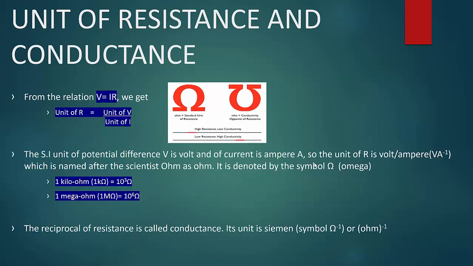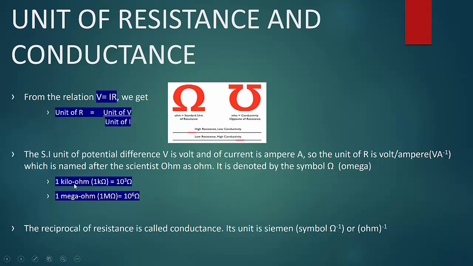Now what is the unit of resistance and conductance? From the relation V is equal to IR, or Ohm's law, we can derive the unit of R, which becomes V by I. V is measured in volts. The unit of I is ampere. So volt by ampere, which is named after the scientist Ohm as ohm, and it is denoted by the symbol omega.